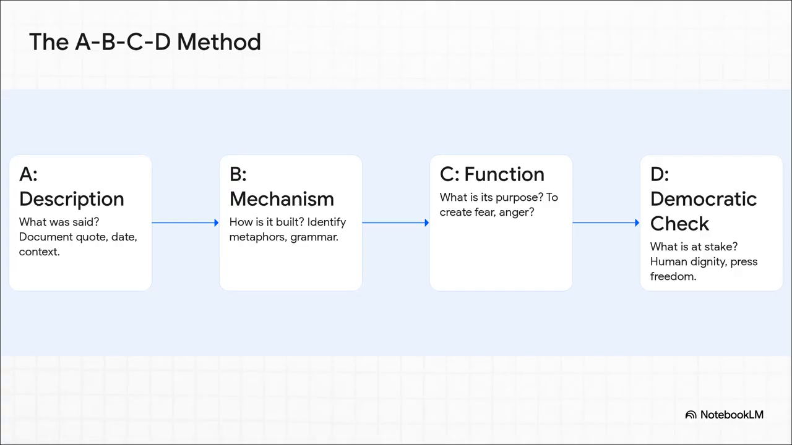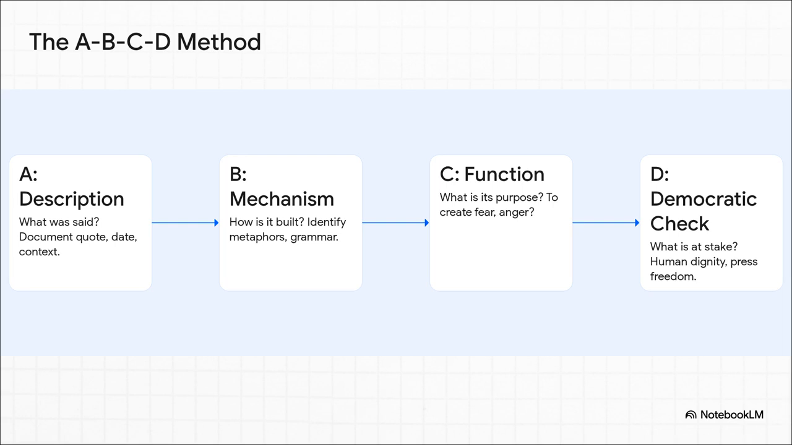We're calling it the ABCD method. Nice and easy to remember. A is for description. That's just what was actually said. Get the exact quote, the date, and the context. B is for mechanism. This is the how. How is the language working? Are there metaphors, specific grammar tricks?